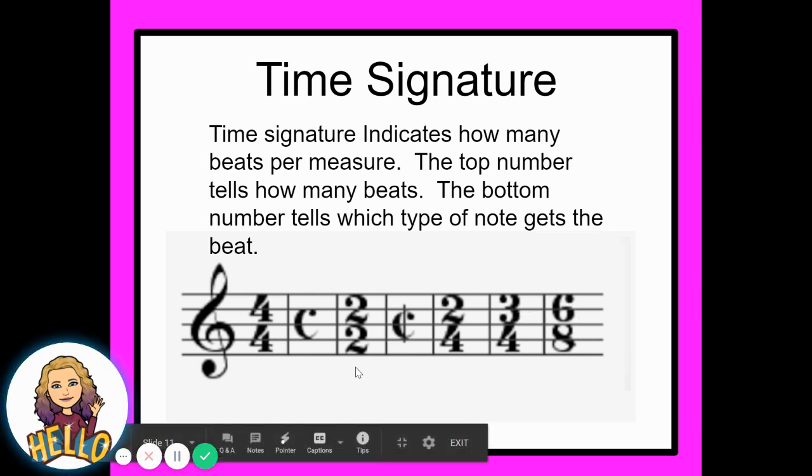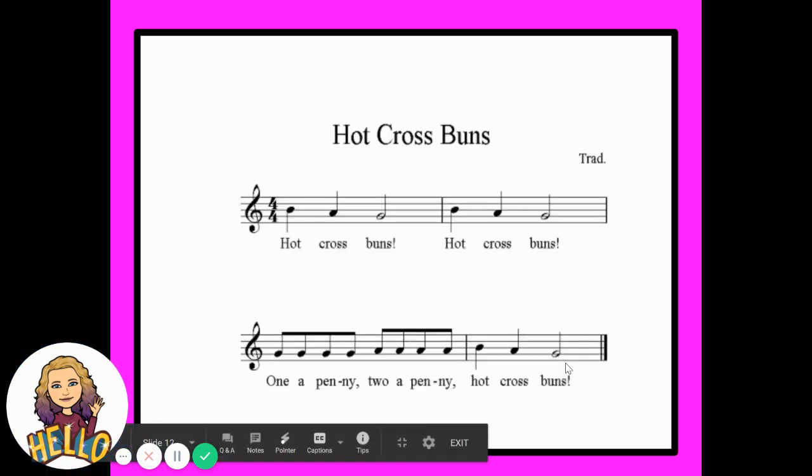Now, the bottom number is a little trickier. The bottom number tells you which type of note gets the beat. For example, in this time signature, something called a quarter note would get the beat. In this one, something called a half note would get the beat. And down here, something called an eighth note would get the beat. But we're not going to worry about that today. The most important thing for you to know is the top number.